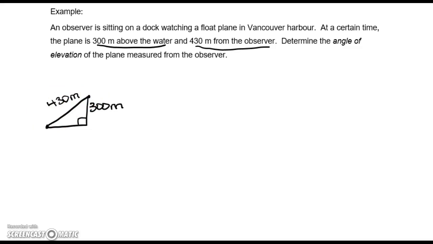So then we're trying to find the angle of elevation. We're looking for the angle that looks up, because here we're looking at elevation. So we start from some sort of horizontal line and it goes up. So we're looking for this angle right in here, which I can label as theta.